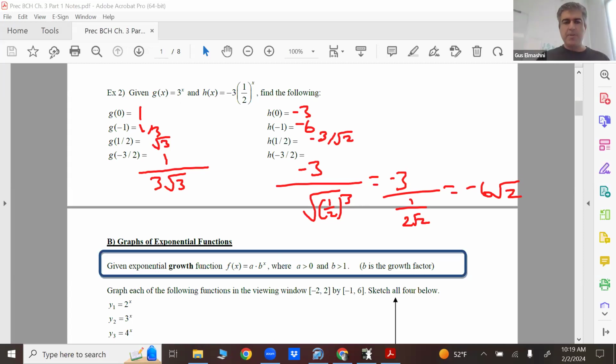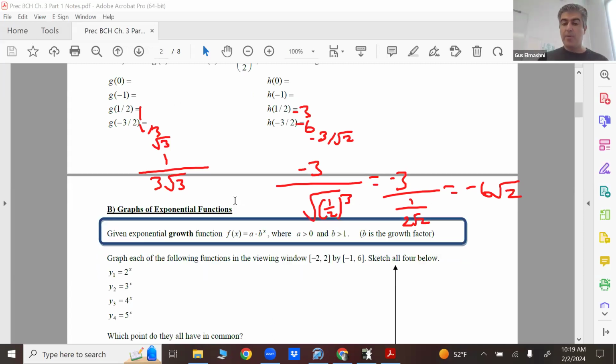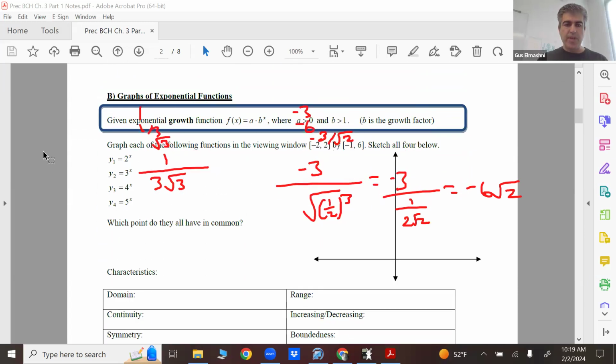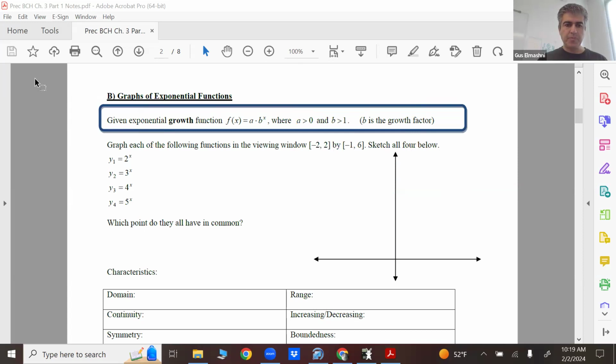If b is bigger than 1, that's growth. If it's between 0 and 1, it's decay. So these are all growth functions. You guys should know that. We won't do this in the graphing calculator. I think you guys get the idea. So which point do they all have in common? They'll all have (0, 1) in common. And actually (1, b). Because the b values are different, clearly, but they're all going to touch (1, b).